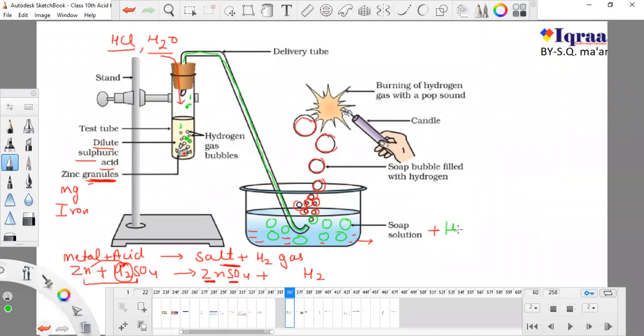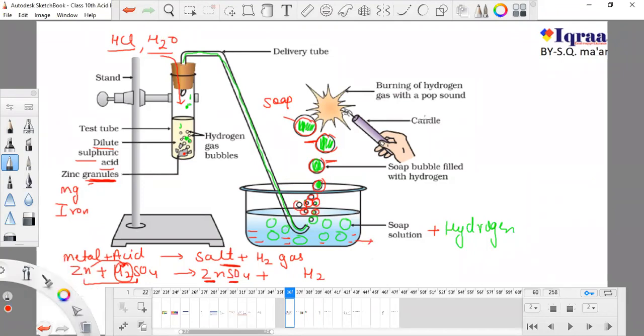Hydrogen gas gets mixed with this soap solution, and the bubbles will come out. Now the covering of these bubbles is of soap, but inside they are filled with hydrogen gas, because here they get mixed.